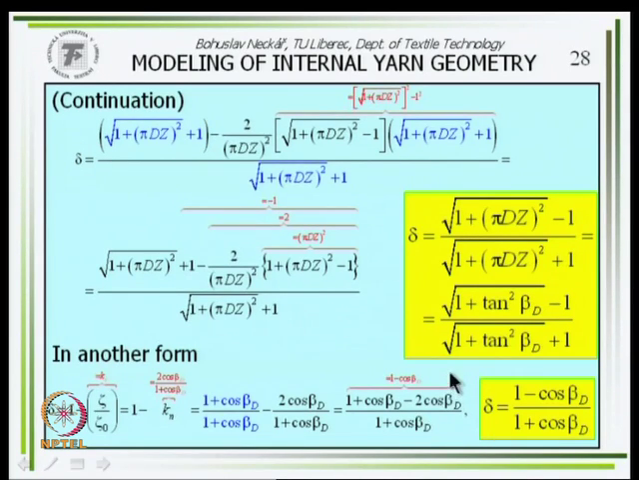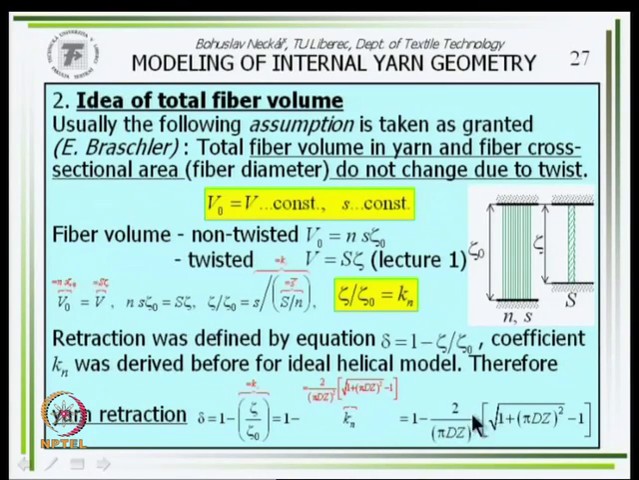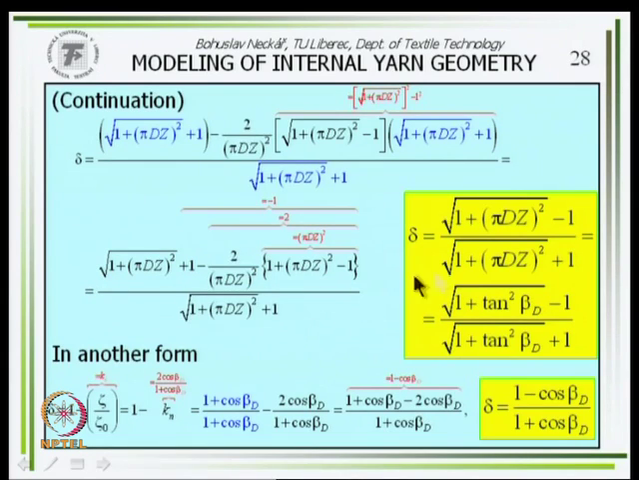Let's rearrange this equation, using a common denominator and so on, yeah? Well, I think you can do it by yourself. No special routine is here. In the end we obtain delta is the square root of 1 plus pi dz squared, minus 1, by the square root of 1 plus pi dz squared, plus 1. Or, because pi dz is tangent beta d, we can write it also in that form.